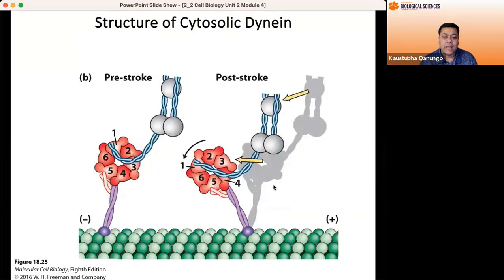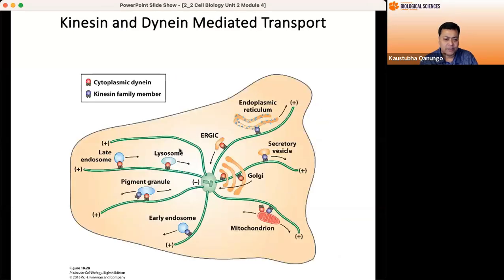Your ATP-bound or ATP-not-bound movement, again, the detail is not necessary. This is showing how the different motor proteins are moving different structures. So dyneins are moving from the plus end to the minus end. This is kinesin, which is moving towards the plus end. So if you just look at that, that is what is happening.